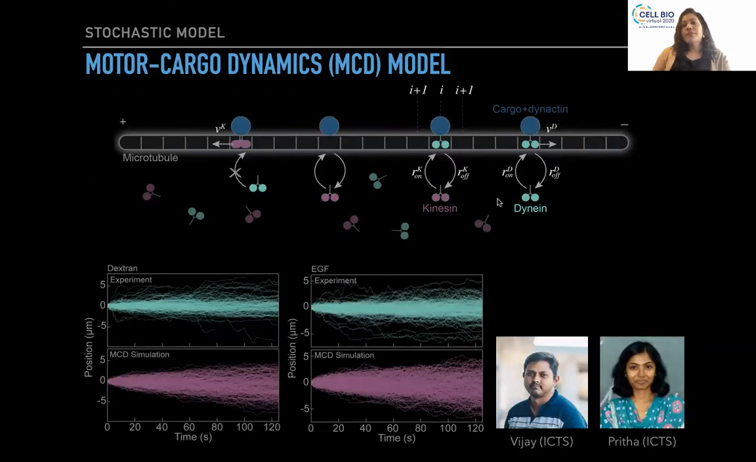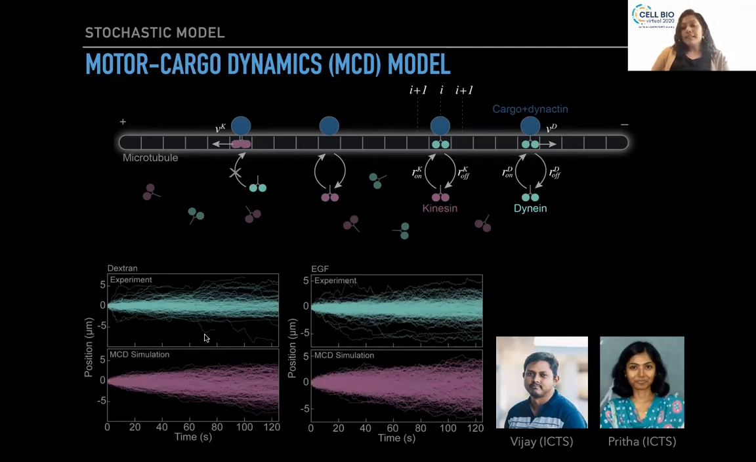To make sense of all of this, we actually teamed up with the physicists Vijay Kumar Krishnamurthy and Prita Dolai at the International Center for Theoretical Science in Bangalore. And what we did was to actually build a stochastic motor cargo dynamics model, or an MCD model, which incorporates individual motor dynamics that we measured in our system. And what we were able to do was very accurately simulate trajectories of cargo for both dextran and EGF endosomes.